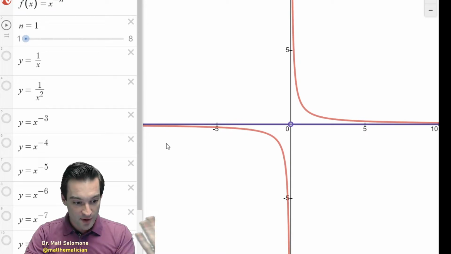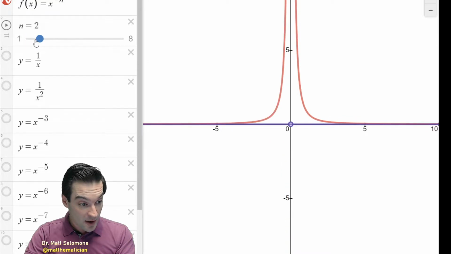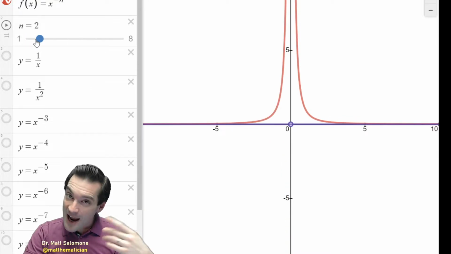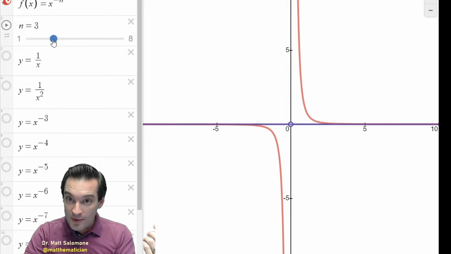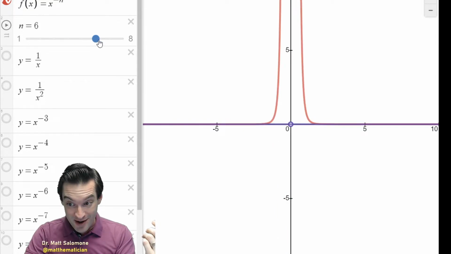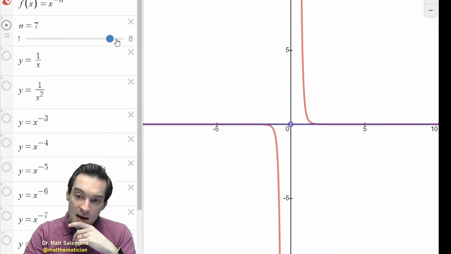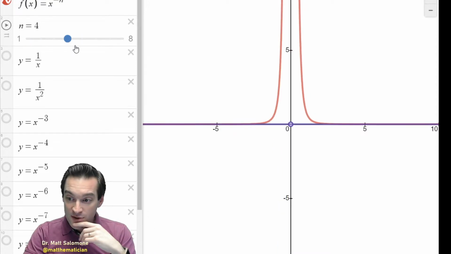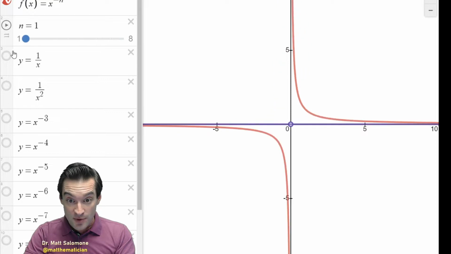This piece of the graph, which used to be in the third quadrant, for f of x equals 1 over x squared, is now in the second quadrant. And if we go back to 1 over x to the third, it goes down to the third quadrant again. Second quadrant, third quadrant, second quadrant, third quadrant, right? And so it does look like there are some commonalities in the shapes of these graphs.